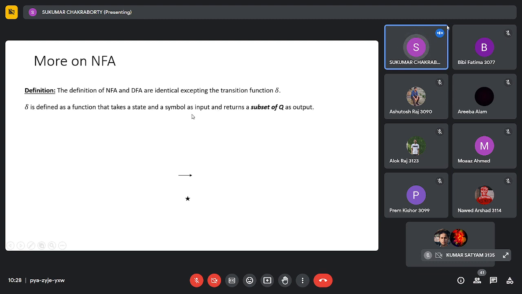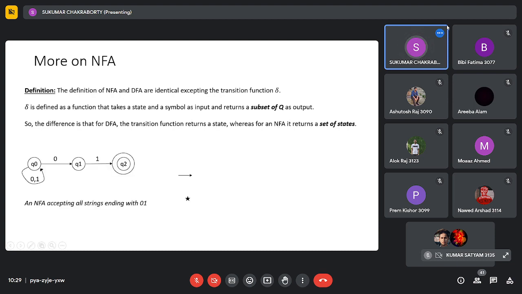So the output of this function delta is not a state like DFA, but a set of states, which is definitely a subset of Q. Q is the set of all states. So it returns a subset of Q as output. That is the basic difference between the delta of a DFA and delta of an NFA. The transition function returns a state for a DFA, whereas for an NFA it returns a set of states.